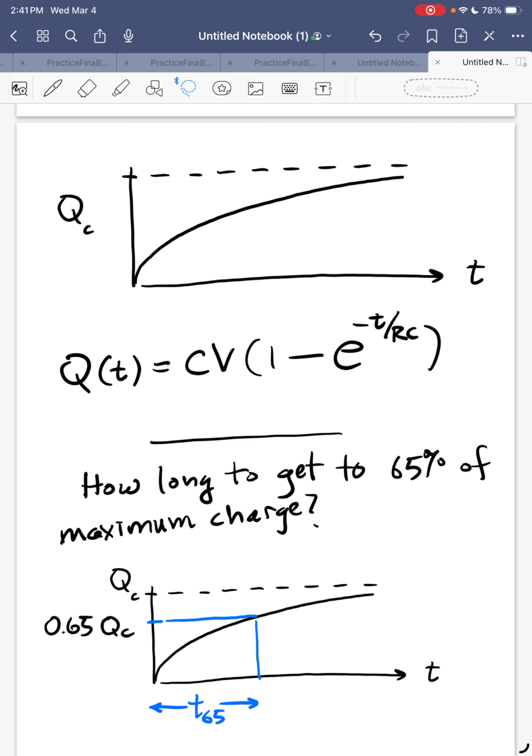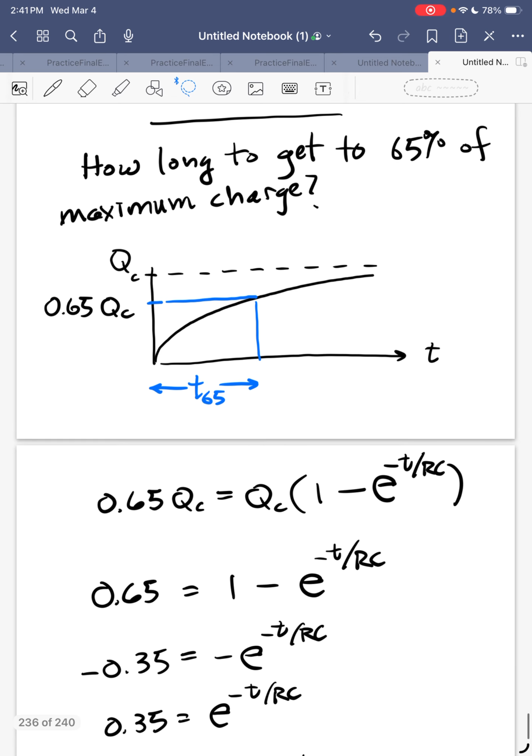What we want to know is how long is it going to take, how much time here, to get to 65% of its charge like that. So if I draw a line over from 65% of its charge, wherever it intersects the curve, you can drop down and you find out that's the time it takes from 0 to get there. We can calculate that. So we set up the equation this way.